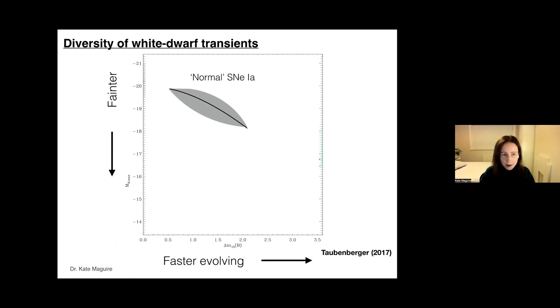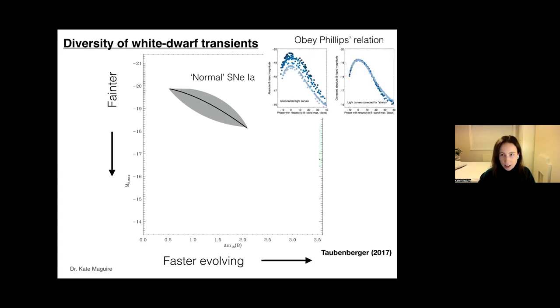So this is a diagram that comes up a lot in observational talks of all sorts of transients, but this is one particularly for white dwarf transients. So it's the absolute magnitude of the transient on the y-axis, and then the decline rate, so how fast they're evolving, on the x-axis. And so for normal type 1a supernovae, they tend to lie on this relation here. So this black line roughly is the Phillips relation.